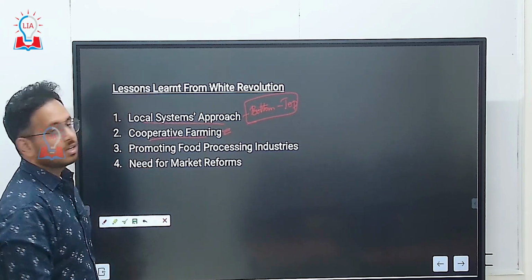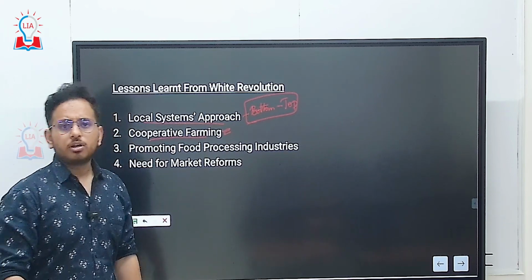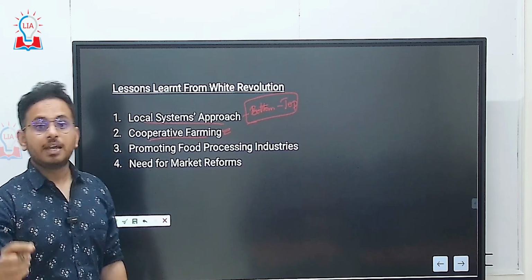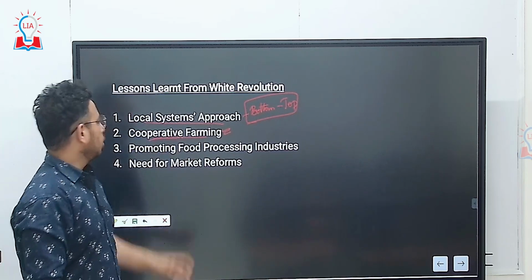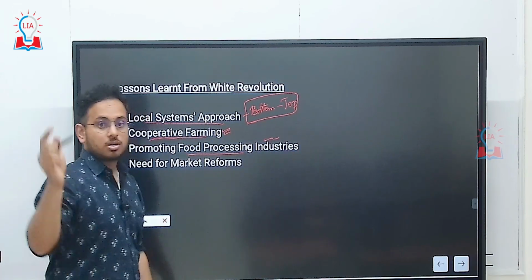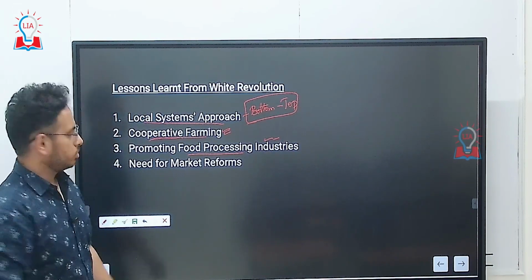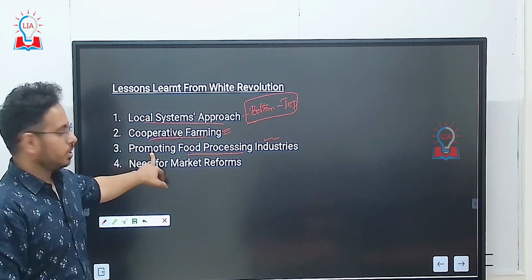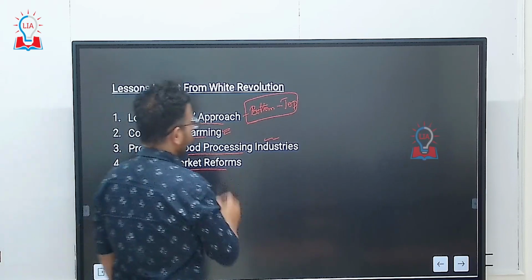that is cooperative structure. Even today, majority of the white revolution, like let's say dairy farming, happens only because of the cooperative sector. Promoting food processing industries. In order to boost agriculture and the green revolution, we have to promote food processing industries. And need for market reforms.